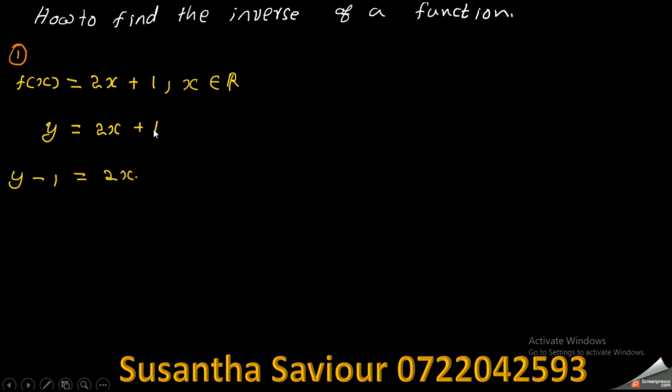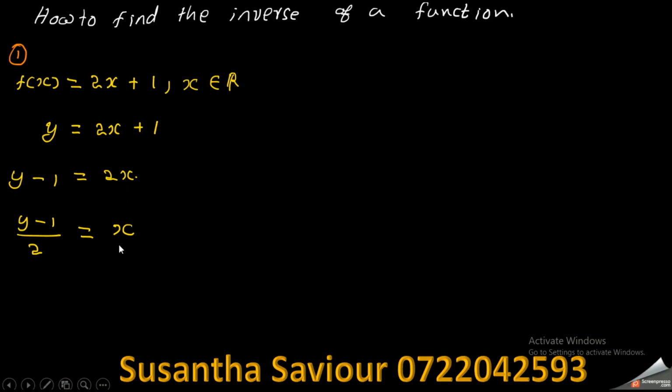You take this 1 to this side as minus 1. Now y minus 1 is equal to 2x. Then you divide both sides by 2, right? Then our x is equal to (y - 1)/2.